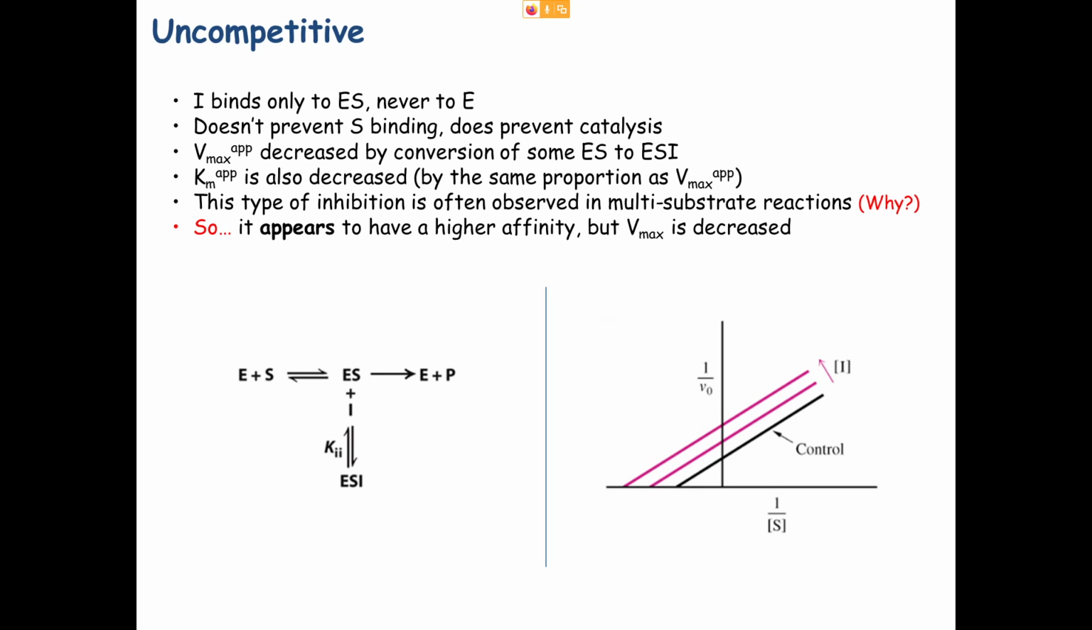And in fact, the proportion by which we apparently decreased Vmax and the proportion by which we apparently decreased KM is the same number. They're both decreased by the same proportion.